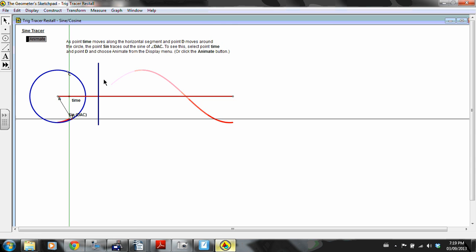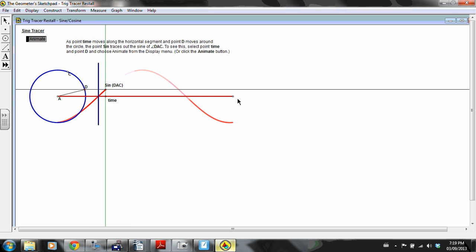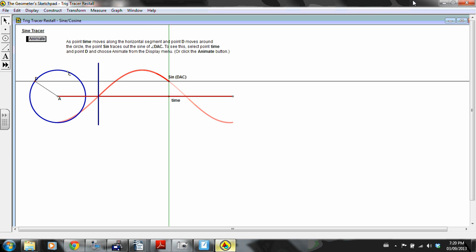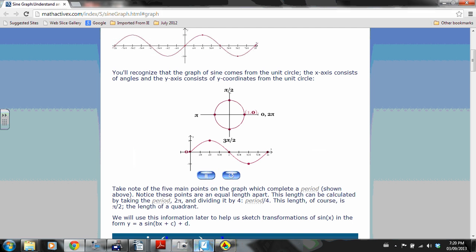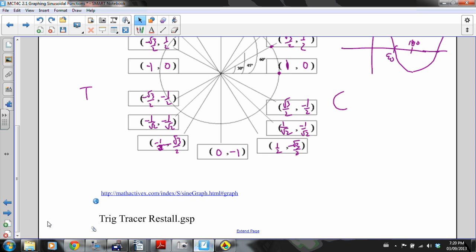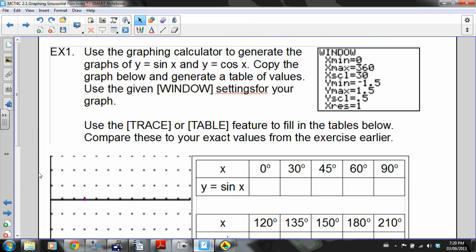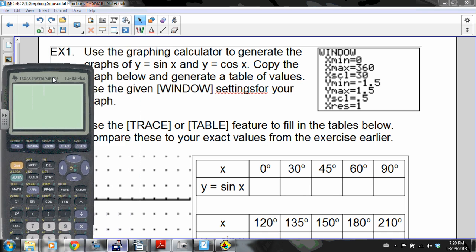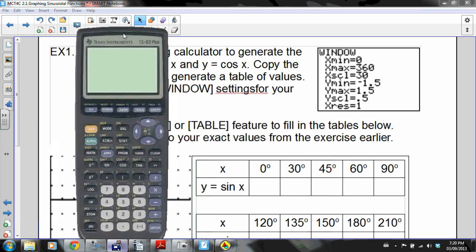Now this one sort of goes back and forth. It doesn't keep going this way like we're used to, but it's a pretty neat thing, and you can play with that in class at some point if you like. Back to the note. We could also use the graphing calculators to do this. So example 1, fire up a graphing calculator, and it asks us to use certain window values.